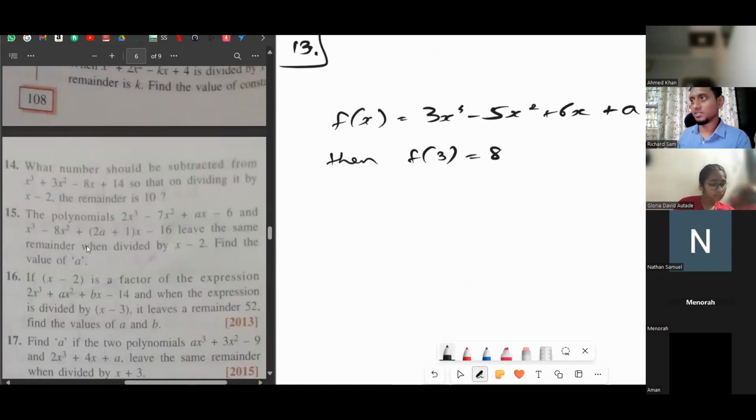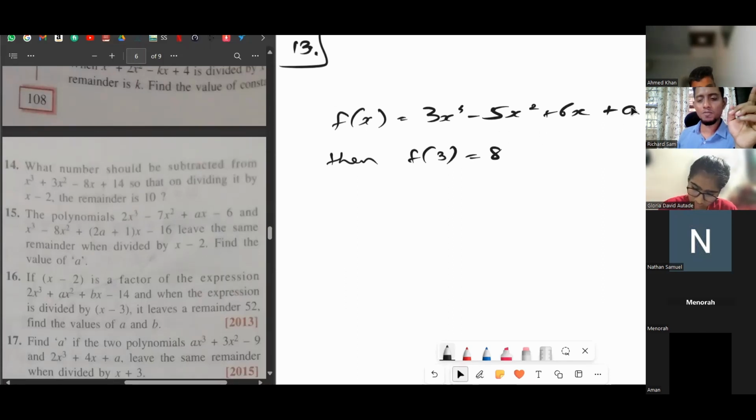Okay, so look at this. The two polynomials here: 2x cube minus 7x square plus ax minus 8. Can I explain what? Your question? About question 14 in your book.